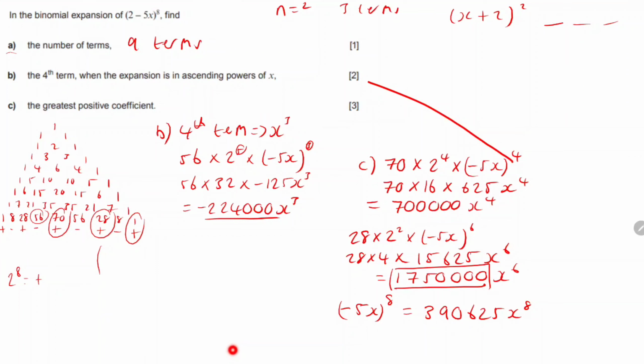Okay, now the reason these coefficients are much bigger than the previous questions is because, look, we're starting off with bigger numbers inside the bracket here. We've got 2, we've got minus 5. So when we apply the binomial expansion for those, the coefficients get much bigger.